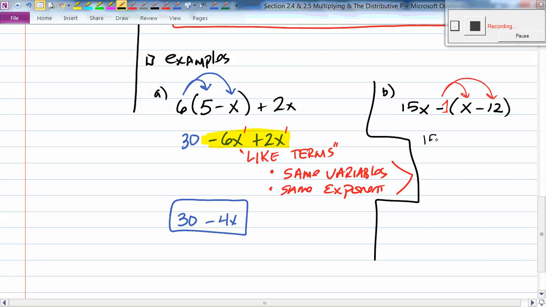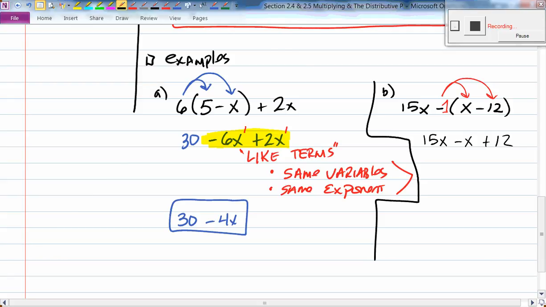So this gives 15x. What's negative 1 times x? Negative x. Good. What's the negative 1 times the positive 12? Or negative 1 times the negative 12. You're not paying attention. Negative 1 times the negative 12. If the signs are the same, what's the answer going to be? Positive what? No, you added them. Negative 1 times negative 12. Positive 12. There you go.